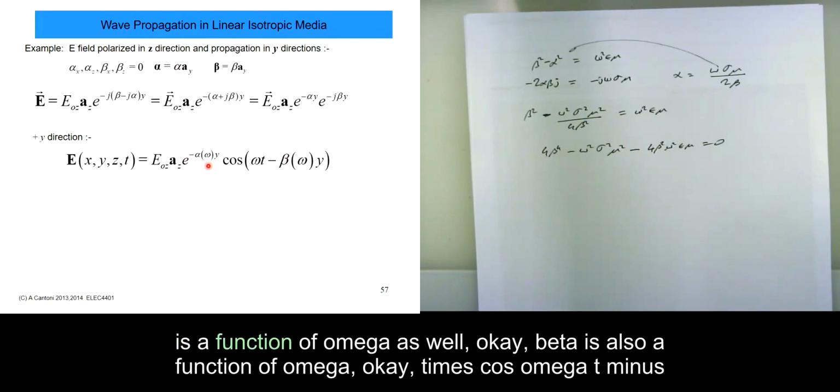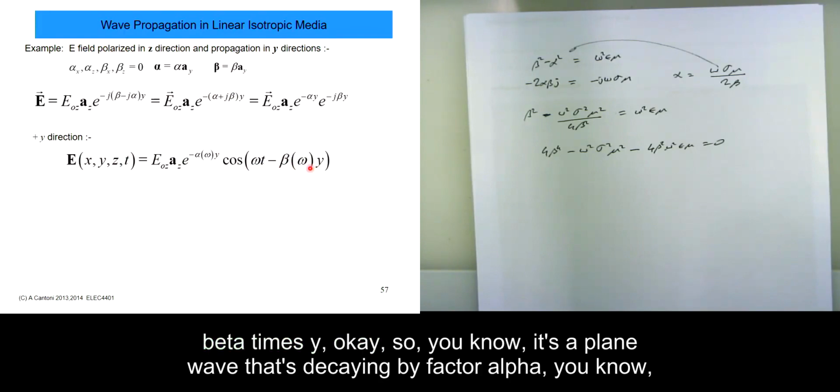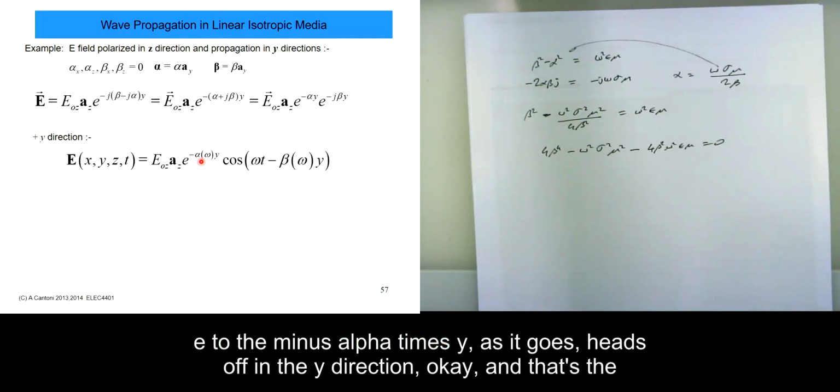Alpha is a function of omega as well. Beta is also a function of omega, times cos of omega t minus beta times y. So it's a plane wave that's decaying by a factor e to the minus alpha times y as it heads off in the y direction. And that's the attenuation.